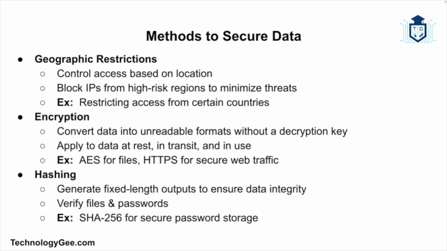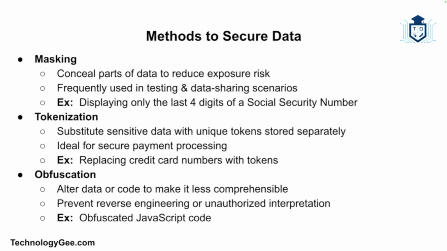Next technique we have is called hashing, and this is used to generate fixed-length outputs from data that ensures integrity. And hashes are commonly used to verify passwords and files. An example of a hash would be the SHA-256 hash for password storage. And then we have what is called masking, and this is used to hide parts of data to minimize exposure. And this is common in testing environments. An example of this would be showing only the last 4 digits of a social security number.